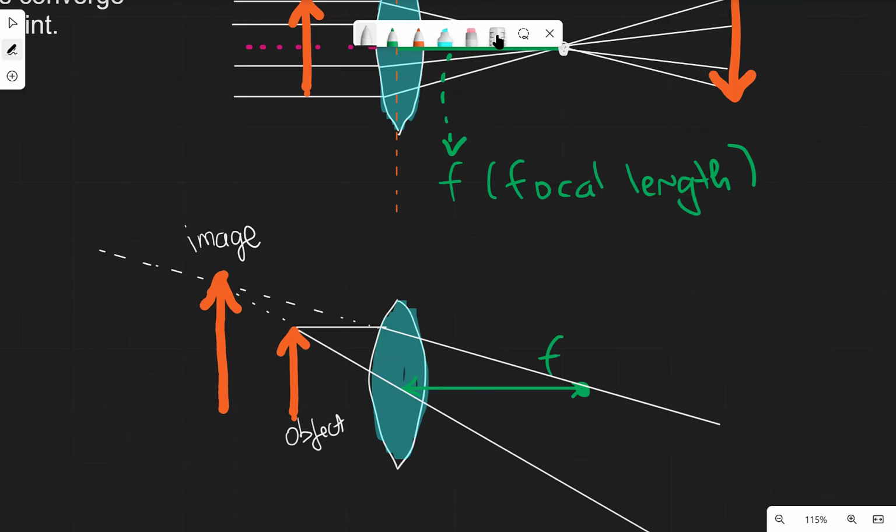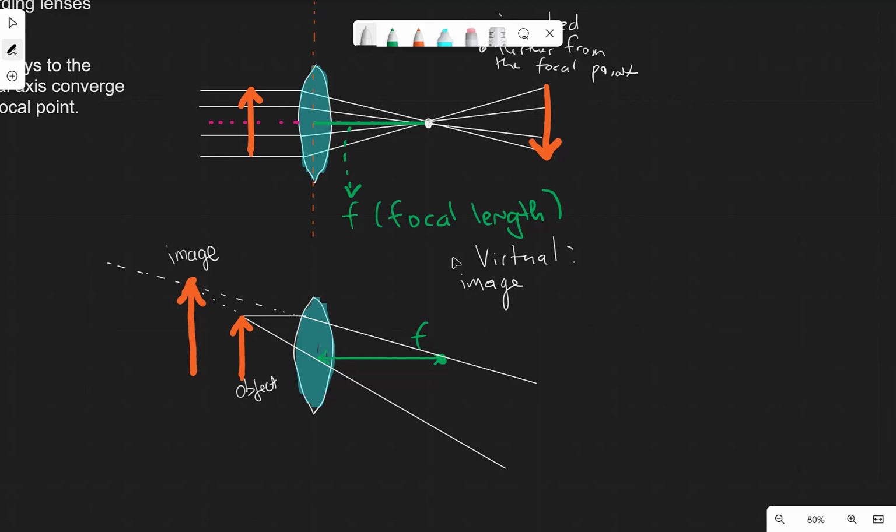To summarize, with a virtual image, the image is on the same side as the object. What do I mean? With our real image, this was our object and our image was here, whereas with the virtual image, which is this one here, it is the other way. So with the virtual image, the image is on the same side. It is not inverted.